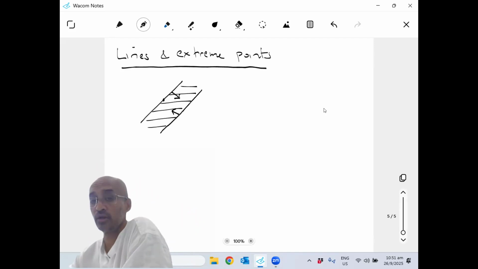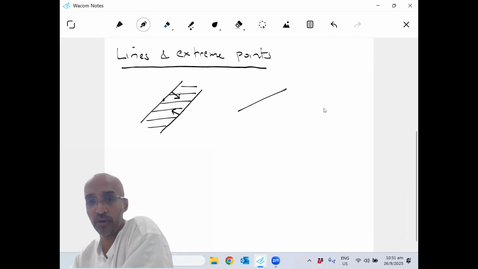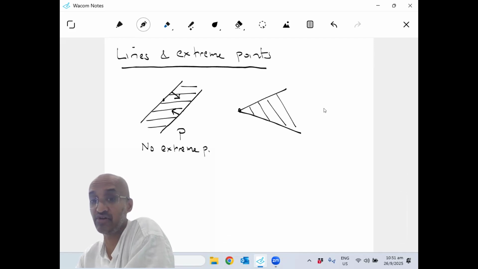Of course, there are polyhedra which will always have an extreme point, like the example we saw. So here's another polyhedron. This might be unbounded, but there is an extreme point here. So P has no extreme point, but it is a polyhedron. Q has an extreme point. It's also a polyhedron. So what does it mean to have an extreme point?